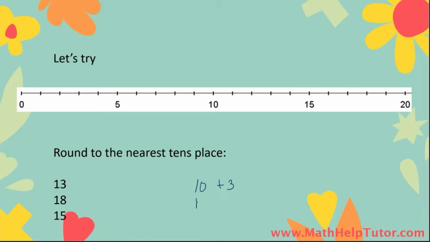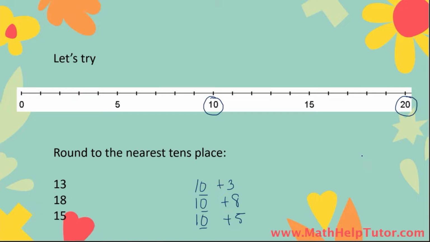For 18, you have 10 plus 8. And for 15, you have 10 plus 5. So you can see that their current tens place is the number 10. Next, let's determine the next place value after their current place value. And that should be 20.